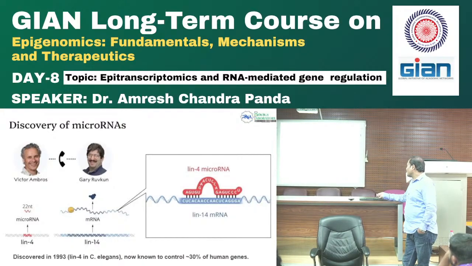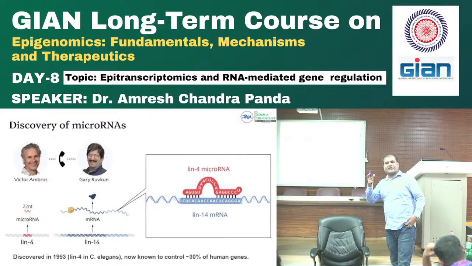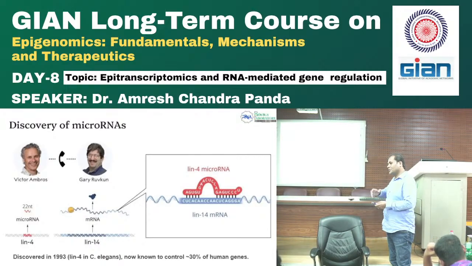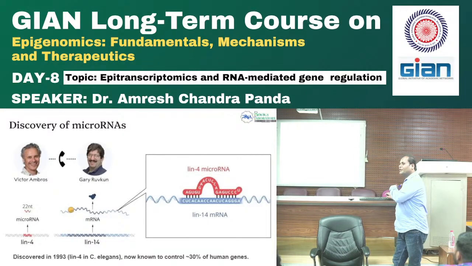And microRNA binding sites are present in 30% of the genes. They are like present in all genes, but 30% of the genes are actually regulated by microRNA. They are small, but they regulate huge number of genes at a given time because of their complementarity.